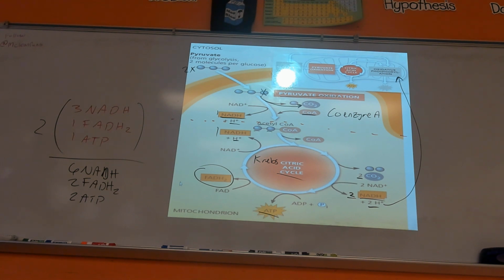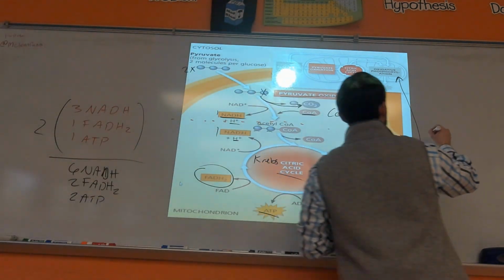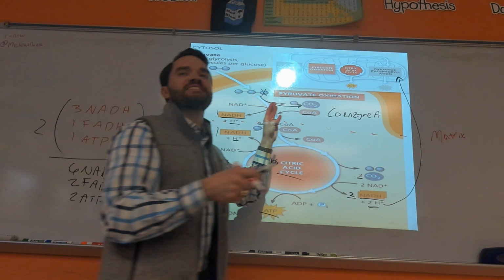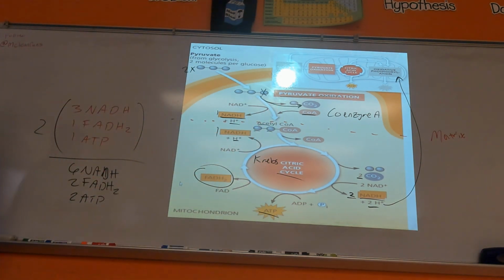Okay? So the 2's come in, 2, 2, but you have 6 now. So you had 2 NADHs made in glycolysis. You make 1 in pyruvate oxidation, and then you make 6 more in the Krebs cycle. And now we're in the mitochondria here. Notice where we're located. This is technically the matrix of the mitochondria. Remember, the matrix is basically like the cytoplasm of the mitochondria.